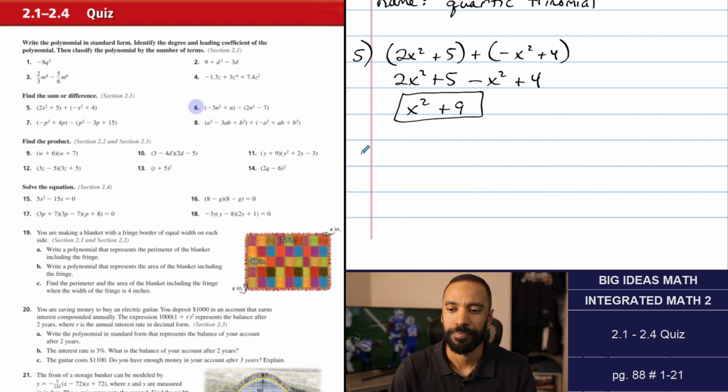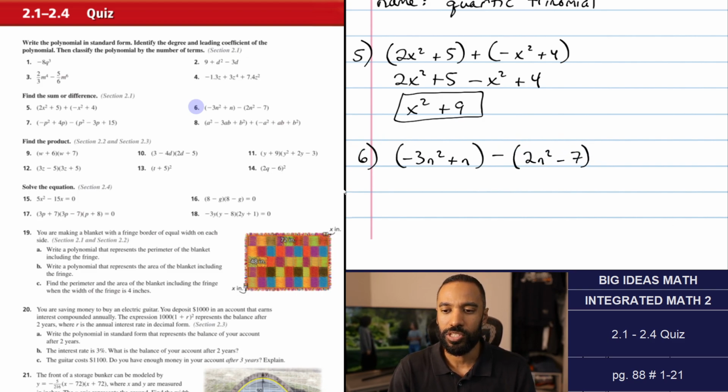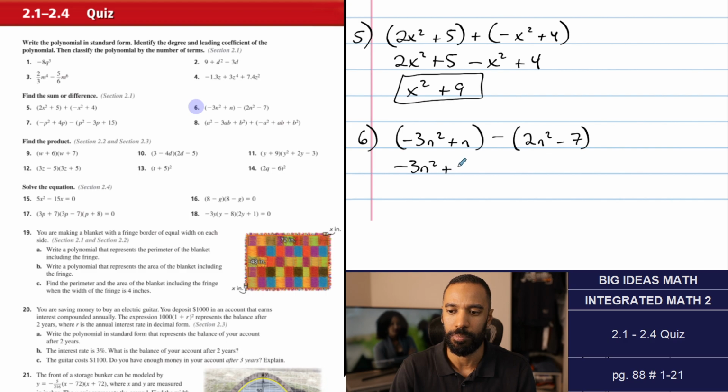Number 6, we have subtraction. We have negative 3n squared plus n minus the quantity 2n squared minus 7. Now, the parentheses had no change or effect on number 5, and has no change or effect on the first quantity in number 6. That's still negative 3n squared plus n.